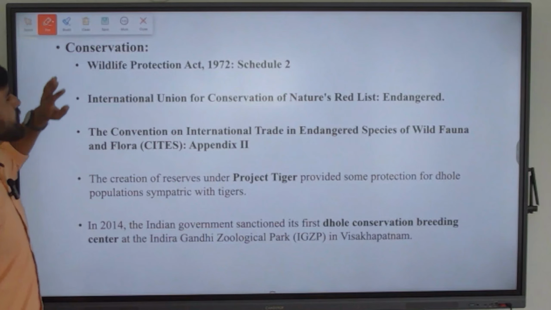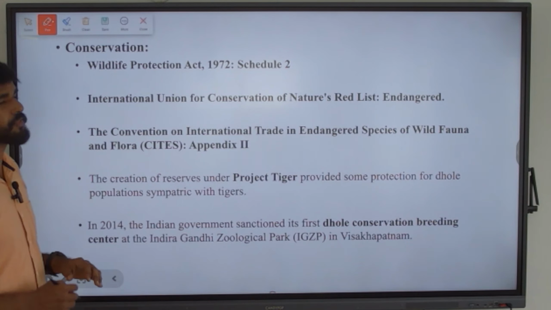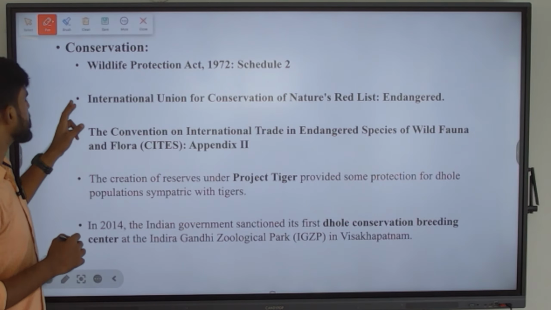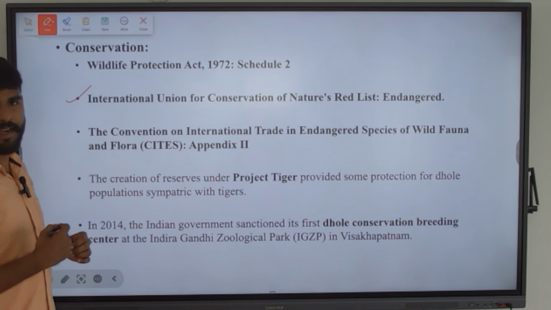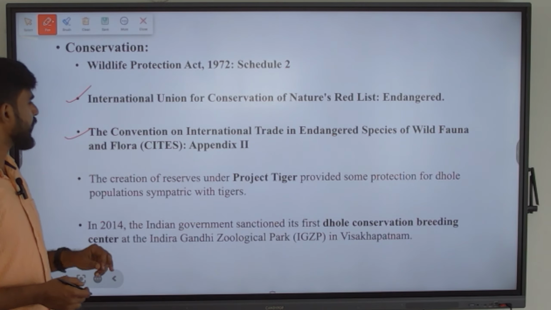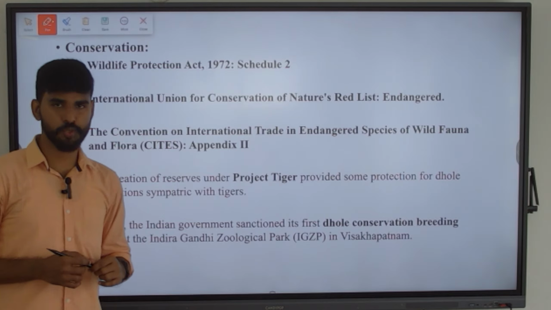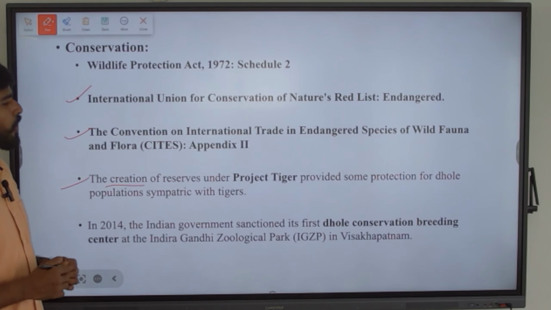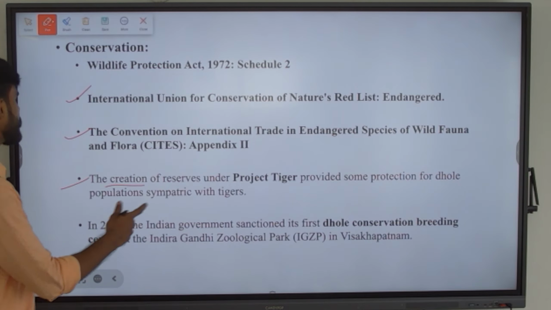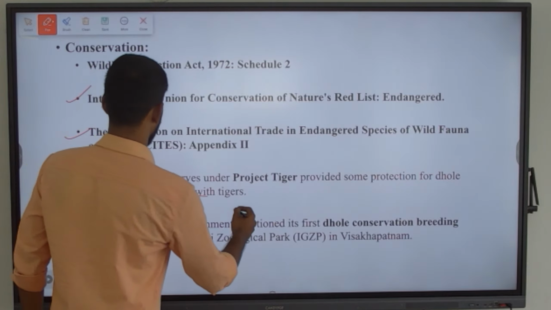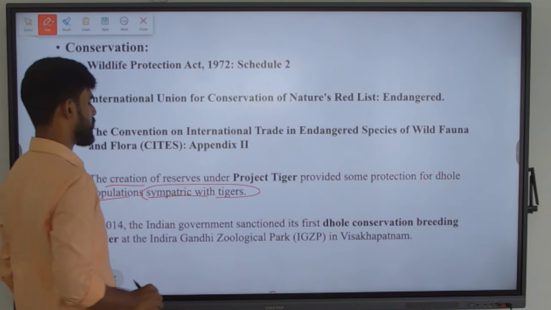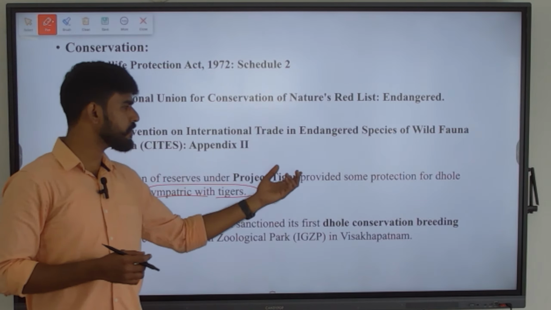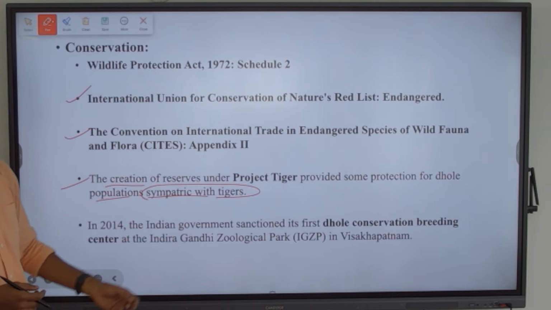Next is, what is its conservation status? First thing is, under Wildlife Protection Act of 1972, it is placed under the category Schedule 2, okay, under Schedule 2. Next is, under IUCN, it is an endangered species. And then under CITES, it is kept under Appendix 2. All these details are important. More than that, creation of reserves under Project Tiger has provided some protection for these dhole populations sympatric with tigers.